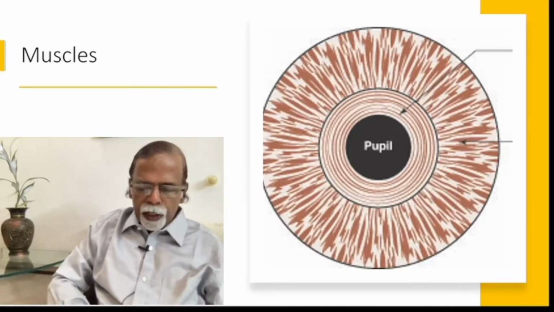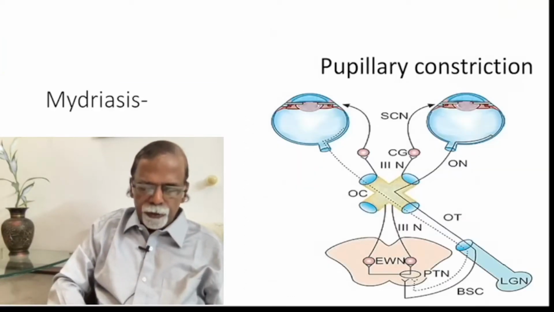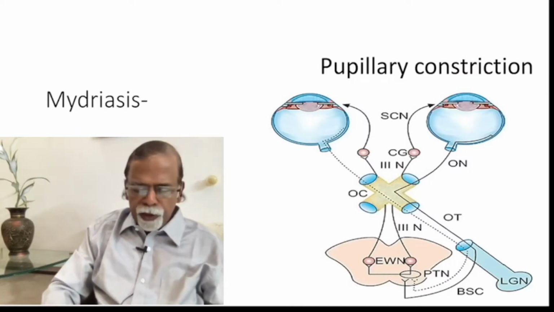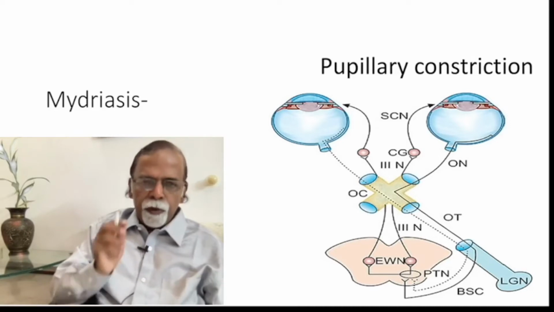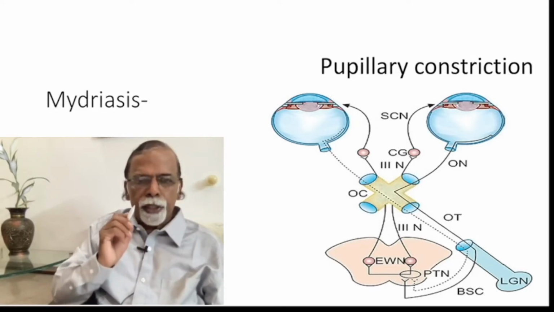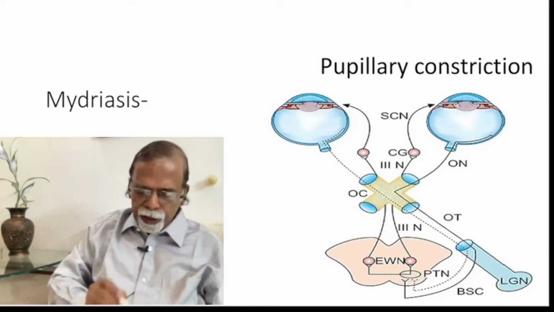This is a little more enlarged view. Here you can clearly see the circularly arranged muscles. Once they constrict, it produces pupillary constriction, and once the dilator muscles constrict, it will produce pupillary dilatation. Hope this point is clear to you. Now, we look into how this pupillary constriction occurs. Pupillary constriction is by the third nerve, that is the parasympathetic. The efferent is parasympathetic and the afferent is optic nerve. First, we will take the efferent.